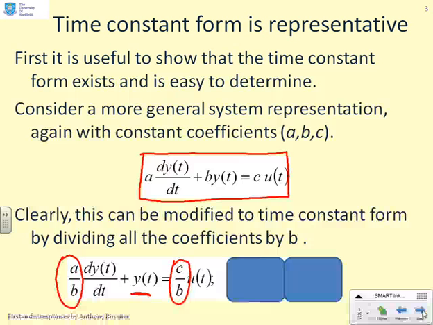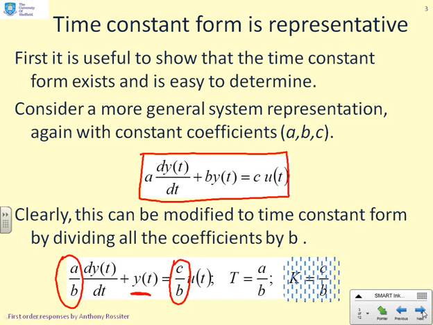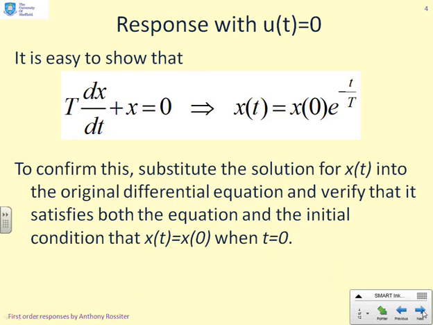And you'll notice this is now in time constant form, where capital T is a over b and capital K is c over b. So what we've shown there very simply is for an arbitrary first order form you can always move it into time constant form, and we're going to assume that you have done that for all the examples in this set of videos.